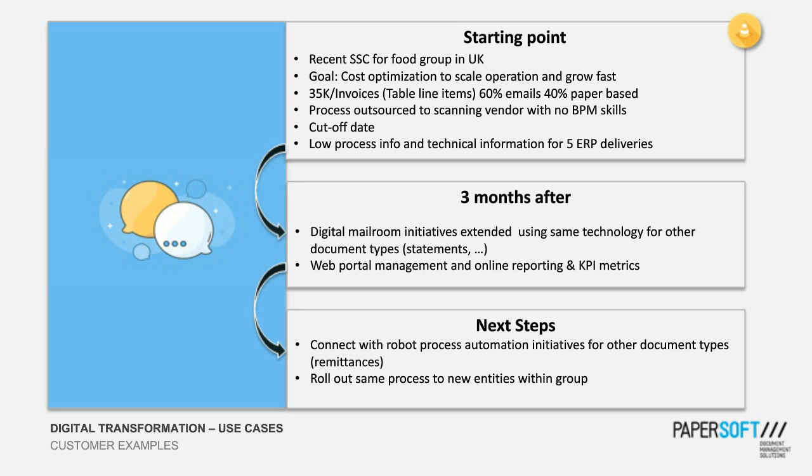So what we were doing 3 months after we initiated this initiative was we had already onboarded more digital mailroom initiatives that were extended, such as statements and other document types within the whole organization. So we have a web portal where the users can match all the information online related to KPI metrics that they want to find.